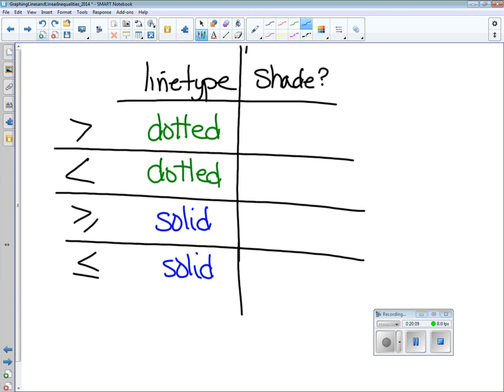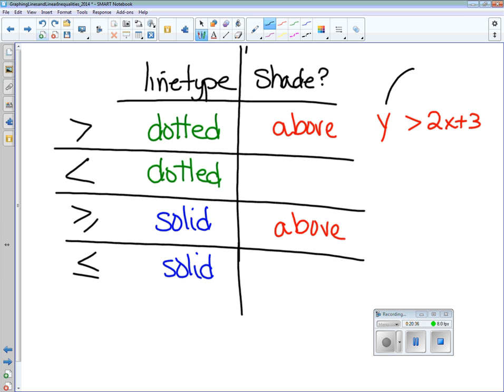So, where do you think we're going to shade? What's your intuition? The greater thans. These are the greater thans. So you're going to shade above the line here, and you're going to shade above the line here, because both of those mean greater than. Now this is only the case when y is on the left-hand side. Y is greater than 2x plus 3. So the y must be on the left in order to make this true. And we have to solve for y anyway to put it in our calculator, don't we? So it works out well.